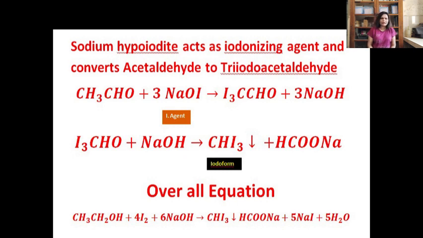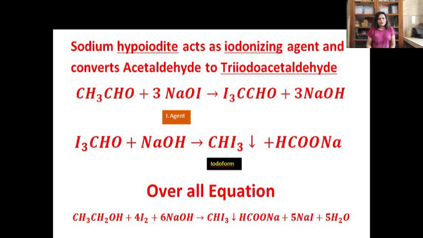Before going for that, we have to recapture oxidation and reduction. You know, dear students, oxidation is the addition of oxygen, removal of hydrogen, loss of electron, while reduction is addition of hydrogen, removal of oxygen and gain of electron. Now what will happen? Here sodium hypoiodite will act as an oxidizing agent. How will it act as an oxidizing agent?